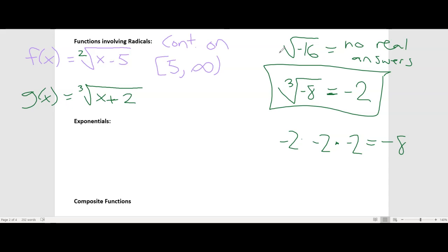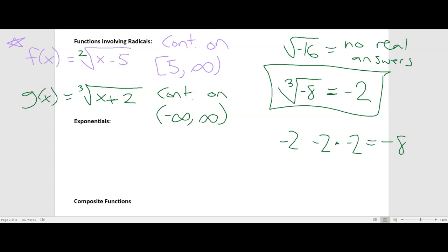So when we have an odd number in the index, we don't have to restrict our domain at all, right? This function right here is continuous on the interval -∞ to infinity. I can substitute in any real number I want, and the function's going to be defined, and it's going to be continuous. Okay, so the only work you have to do is when you have indexes that are even, you have to figure out what numbers are going to make the expression under the radical positive, and those are going to be what your domain consists of.